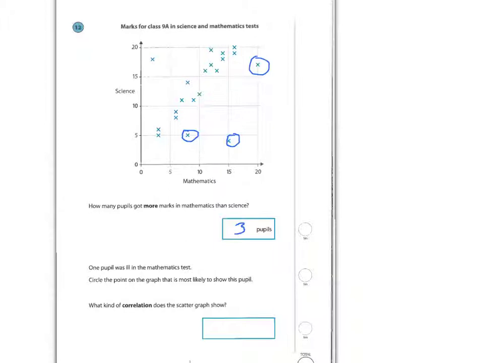Now then, the next question says, one pupil was ill in his maths test. Circle the point on this graph that is most likely to show this pupil. Well, if we look at the pupil I'm circling in red, this pupil scored very highly in science, but had a mark less than 5 for maths, so that looks like that's the pupil. Now, if I've already circled something from part 1, which I shouldn't have, then I can obviously go back and rub it out afterwards.